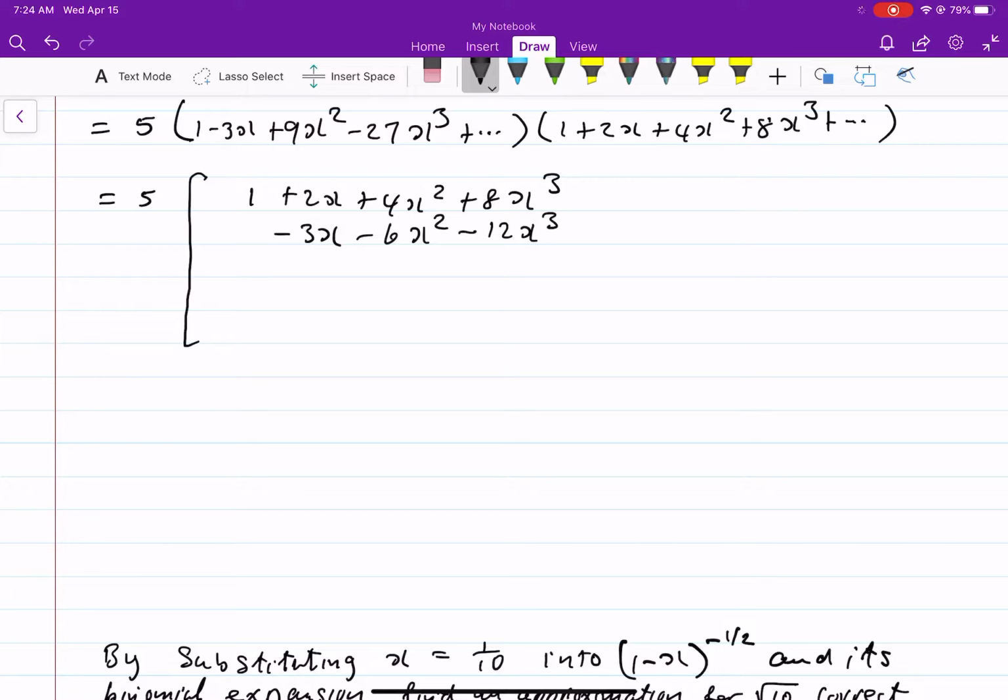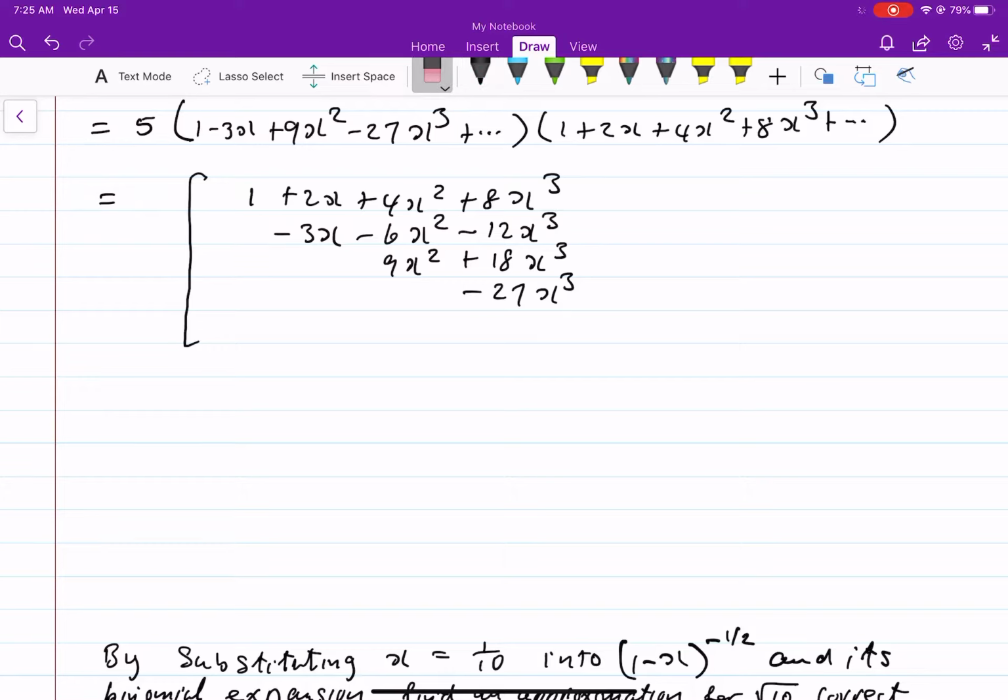Then take the 9x squared now. 9x squared by 1 gives me 9x squared, a positive 9x squared. 9x squared by 2x gives me 18x cubed. I don't need anything above that. Anything else would be in terms of x to the fourth and x to the fifth. And then the minus 27x cubed by 1 gives me minus 27x cubed. There.